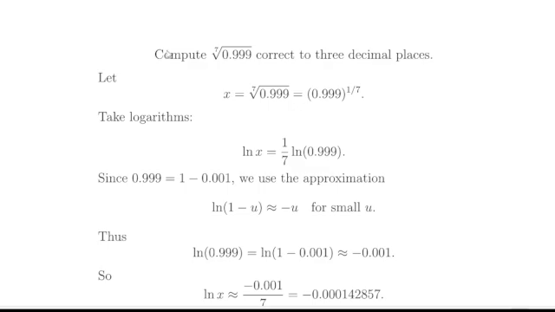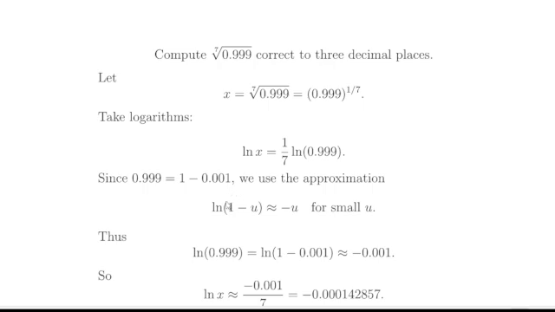In this video, we want to compute the 7th root of 0.999 correct to 3 decimal places. So let's represent the 7th root of 0.999 as x, and we can write that as having the 1/7 power. If we take the natural log of both sides, the 1/7 is going to come out in front, and we have the natural log of 0.999.